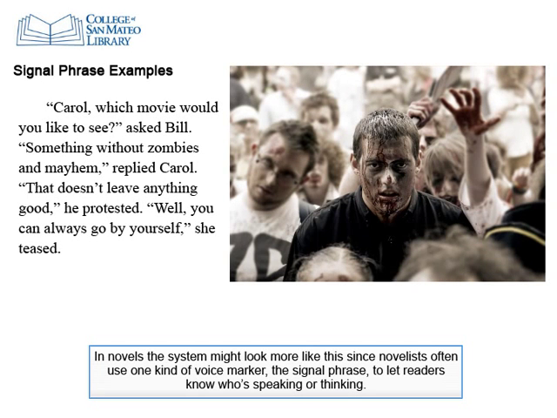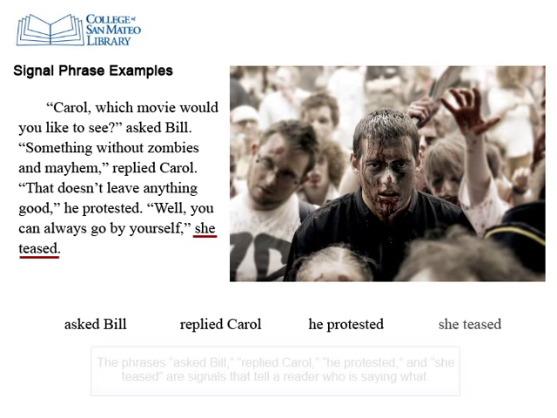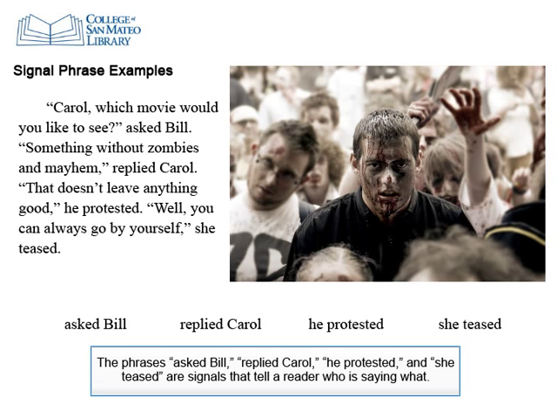In novels, the system might look more like this, since novelists often use one kind of voice marker, the signal phrase, to let readers know who's speaking or thinking. "Carol, which movie would you like to see?" asked Bill. "Something without zombies and mayhem," replied Carol. "That doesn't leave anything good," he protested. "Well, you can always go by yourself," she teased. The phrases "asked Bill," "replied Carol," "he protested," and "she teased" are signals that tell a reader who is saying what.